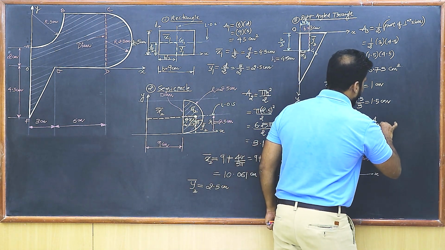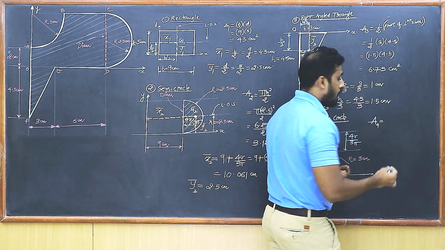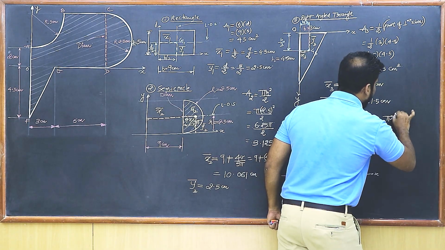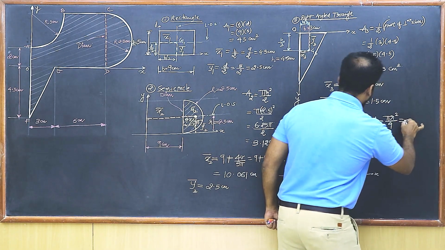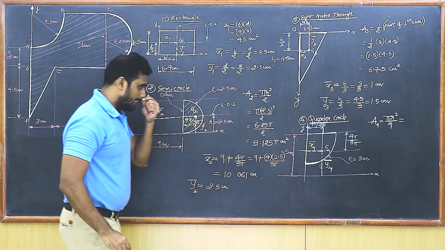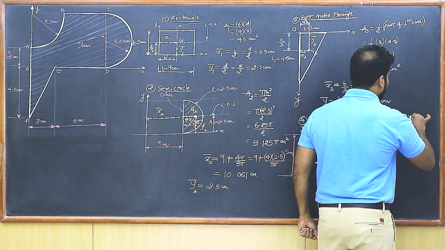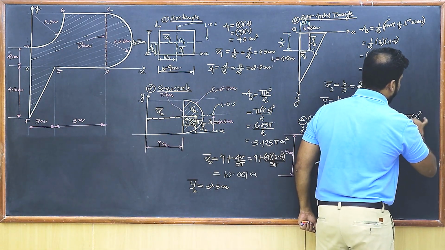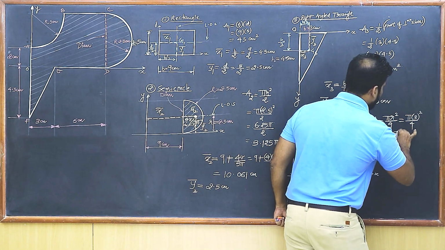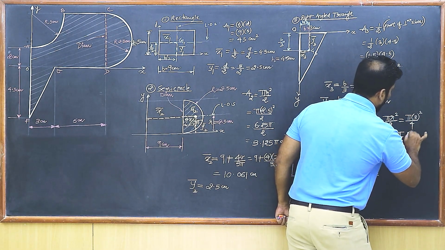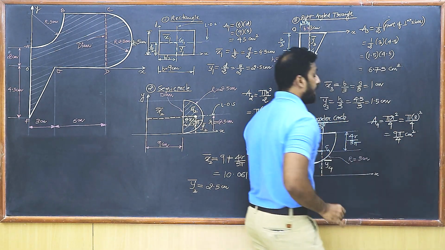So let's write A4. It's a quarter circle. I know the formula is pi r square upon 4. What's the radius here, students? The radius is 3. So I'm going to write r as 3. So I get pi into 3 square upon 4. So it simply becomes 9 pi by 4 centimeter square.